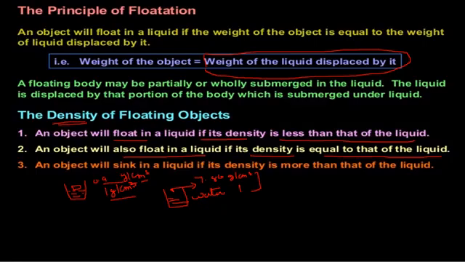If a denser object is placed in water, whose density is less than the density of the object, the object will sink. If the density of the object and the liquid is the same, then the object will float. If the density of an object is more than the liquid, the object will sink. If the density of the object is less than the liquid, then the object will float.